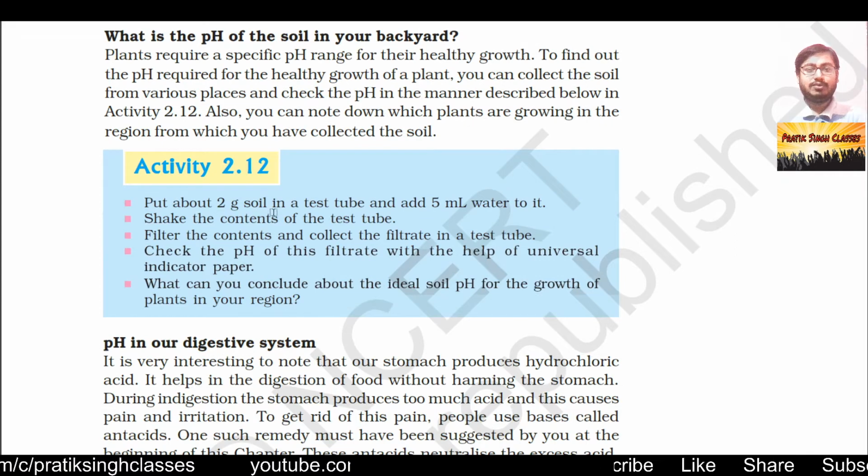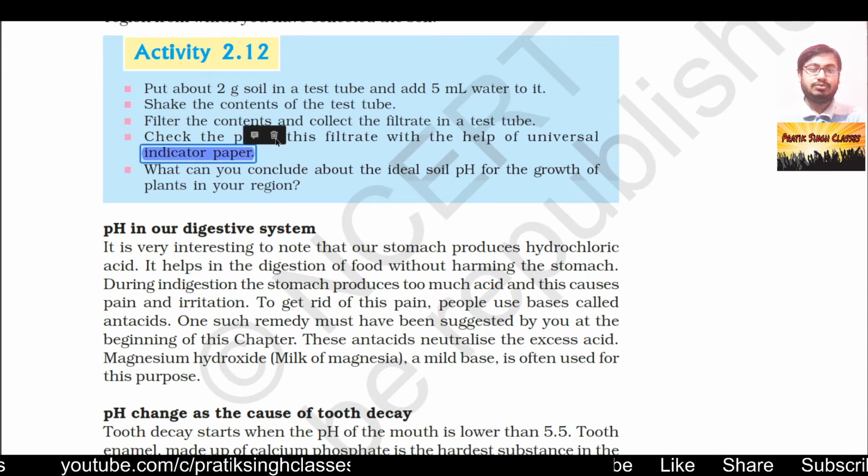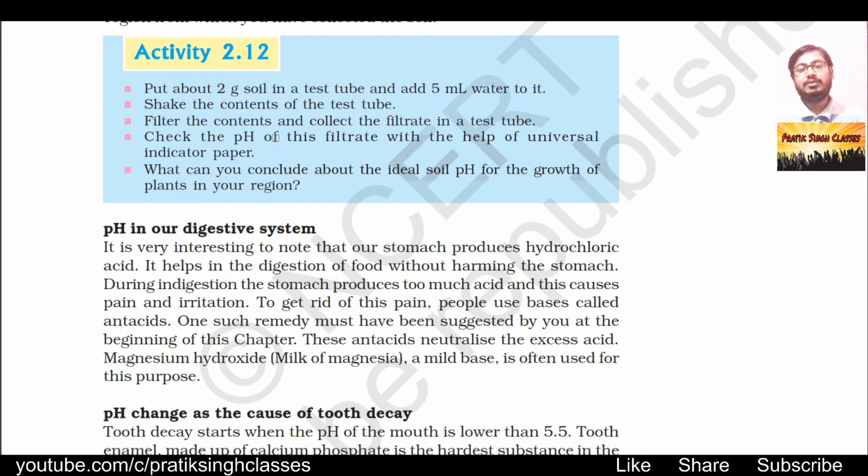Put about 2 grams of soil in a test tube and add 5 milliliters of water to it. Check the content in the test tube, filter the content and collect the filtrate in a test tube. Then check the pH of this filtrate, meaning you take the solution and check its pH with the help of universal indicator paper. If you don't have this indicator paper, you can also use litmus paper, but it will not help you much about pH.